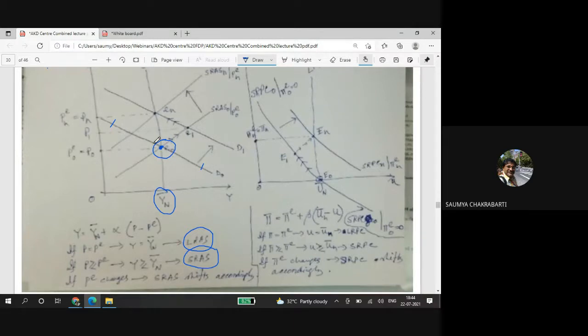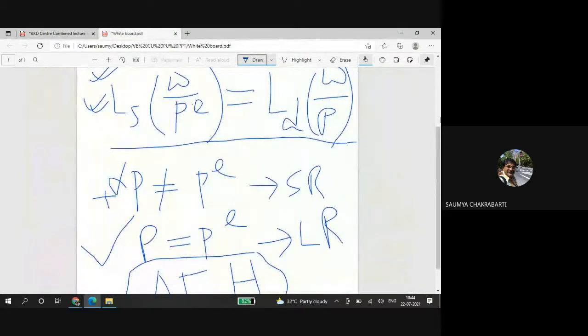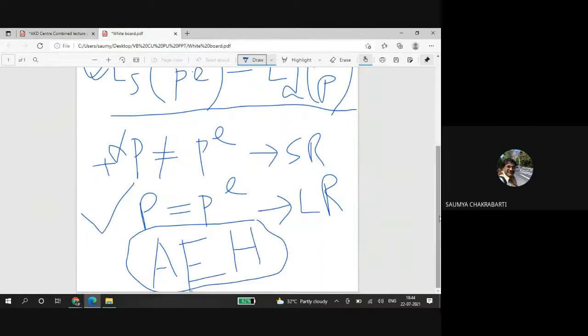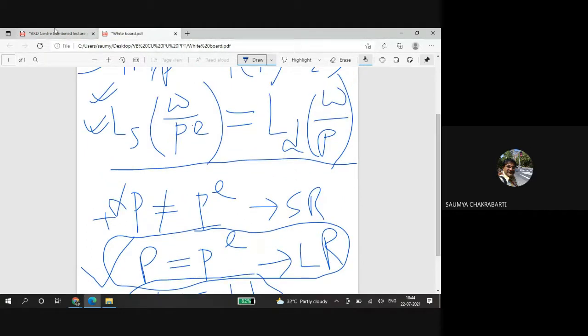Or rather, I'm sorry, all the 4 conditions are satisfied. One is I of R is equal to S of Y, M by P is equal to this, L of S is this. This is the third condition, and the fourth condition, that is the fourth condition. So the four conditions are satisfied at our small e naught.